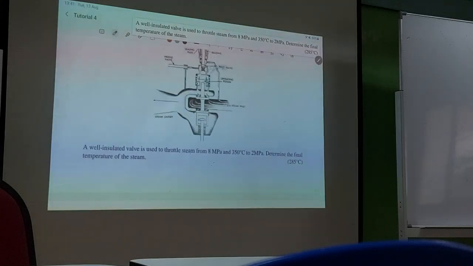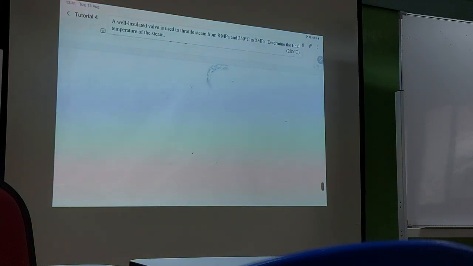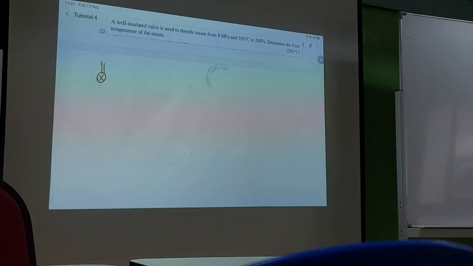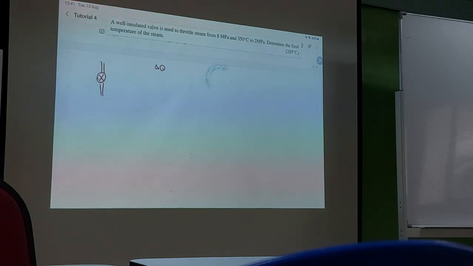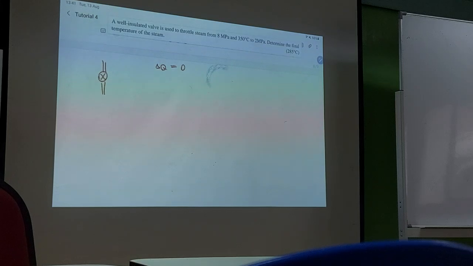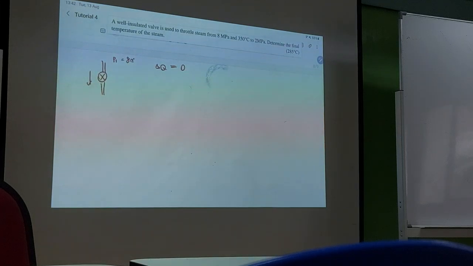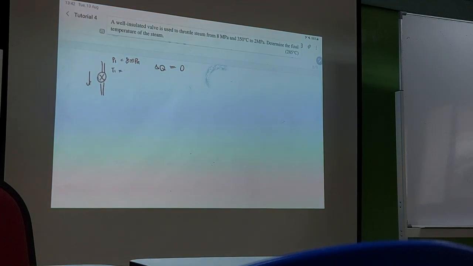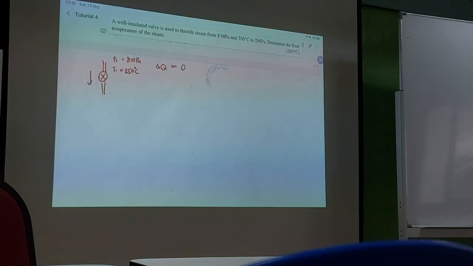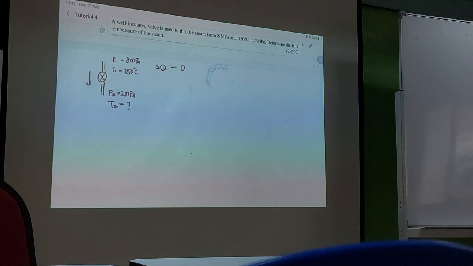Okay, the diagram is actually not necessary for this case. So we have a well-insulated valve. Again, well-insulated valve means there is no change in Q. It's used to throttle steam from 8 megapascal, 350 degrees Celsius to 2 megapascal. So initially we have 8 megapascal, 350 degrees Celsius, and finally we have 2 megapascal. You need to determine the final temperature.